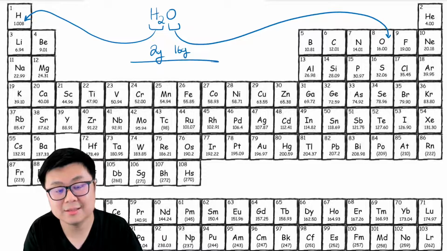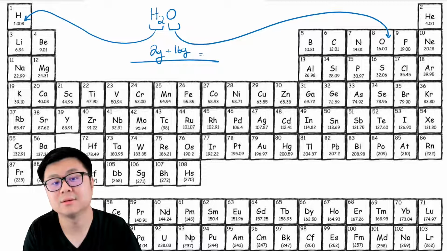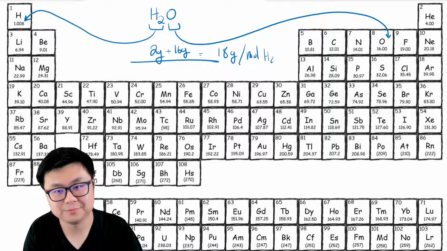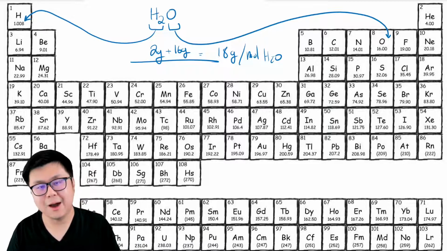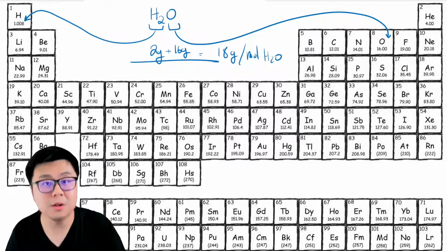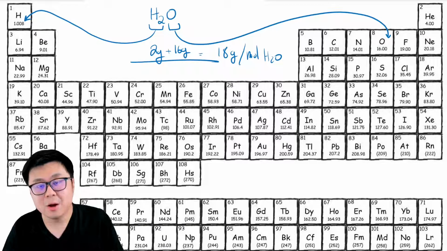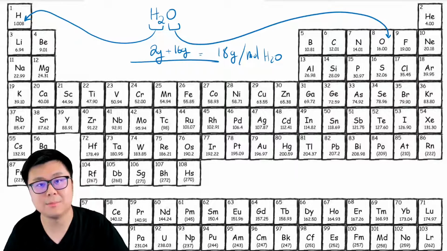And if you add these 2 numbers together, we get 18 grams per mole of water. So as a rule, if you're calculating the molar mass of a molecule, you just have to add up all the atoms that make up the molecule, and that will be the molar mass of that molecule.